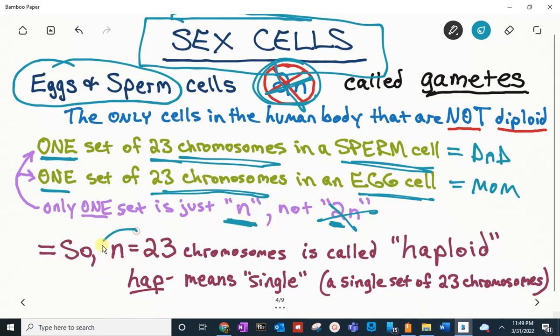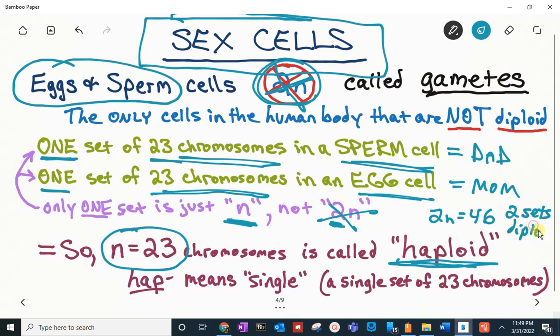So N, for humans at least, N equals 23 chromosomes, and that's called haploid. Now remember when I was saying the 2N is 46 chromosomes, that's two sets, so that's called diploid. But we're not dealing with that. We're dealing with one set of 23 chromosomes, so that's called haploid. And hap in Greek means single, so a single set of 23 chromosomes.